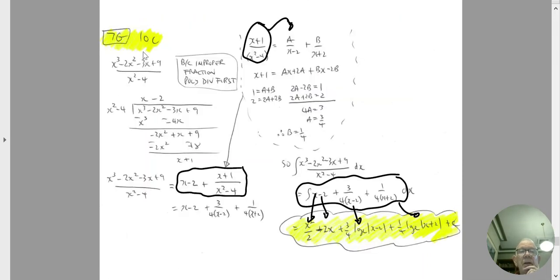So today's work is partial fraction work and use of trigonometric identities.